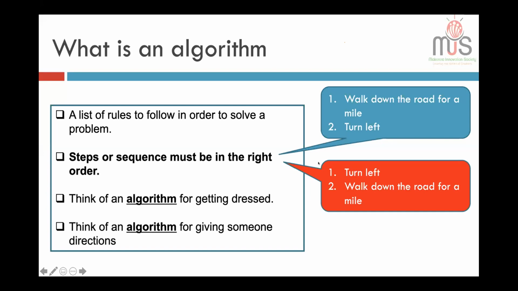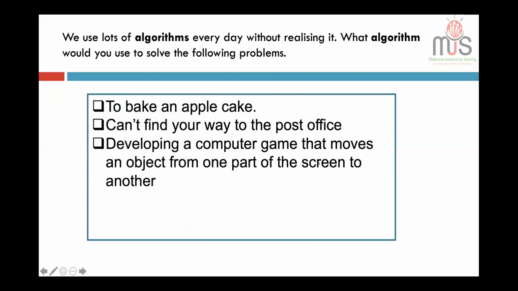Now, let's start up with trying to have an algorithm to bake a cake, to direct someone. If you have ever baked a cake, I want you to raise up your hand and try to take me through 5 steps. I just want only 5 steps for baking a cake. Does someone want to try? And I want 3 people. The first person will tell me how to bake a cake. The next person, how to direct someone to the post office. And the third person, developing a computer game that moves an object from one part to the other. So let's start with Shiloh.